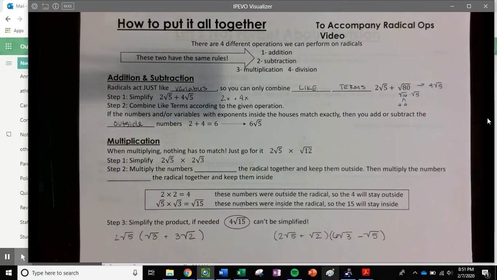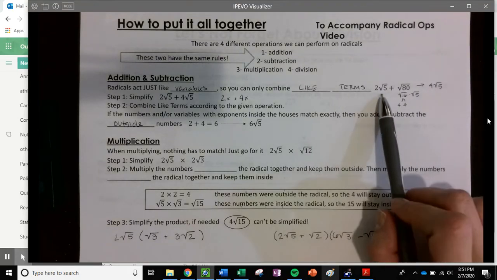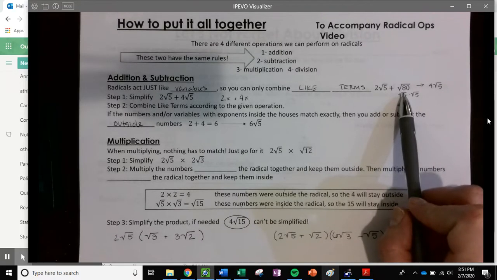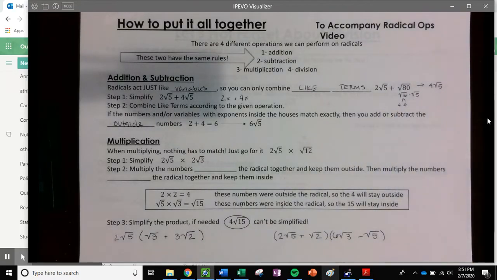And it works in the opposite way with subtraction as well. But you must have like terms. You cannot say, oh, 2 square root 5 plus 80, well, that's 2 plus the square root of 85. No, it doesn't work that way. They've got to be in the same format. They've got to be like terms.